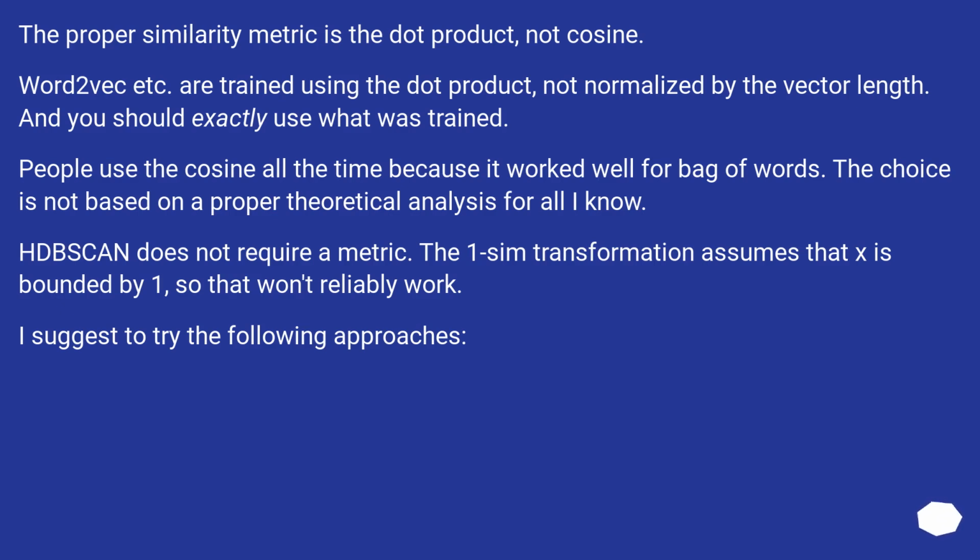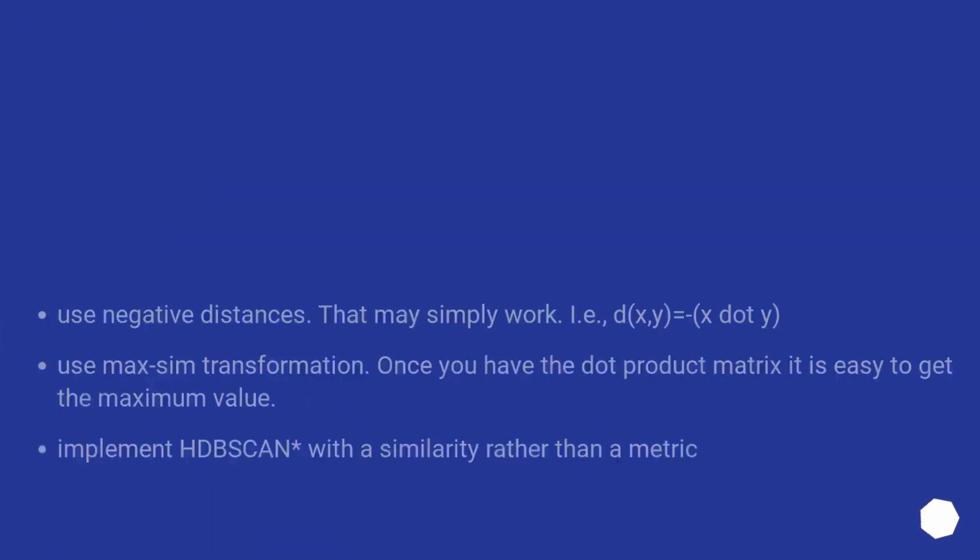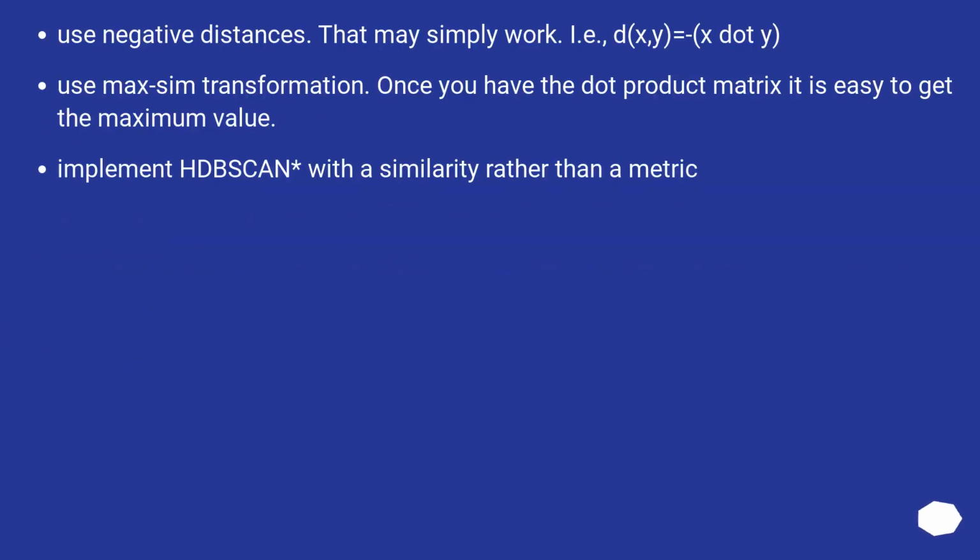hdbscan does not require a metric. The one-minus-similarity transformation assumes that x is bounded by 1, so that won't reliably work. I suggest to try the following approaches. Use negative distances. That may simply work, i.e., d(x, y) = -x·y. Use a max transformation. Once you have the dot product matrix, it is easy to get the maximum value. Or implement hdbscan with a similarity rather than a metric.